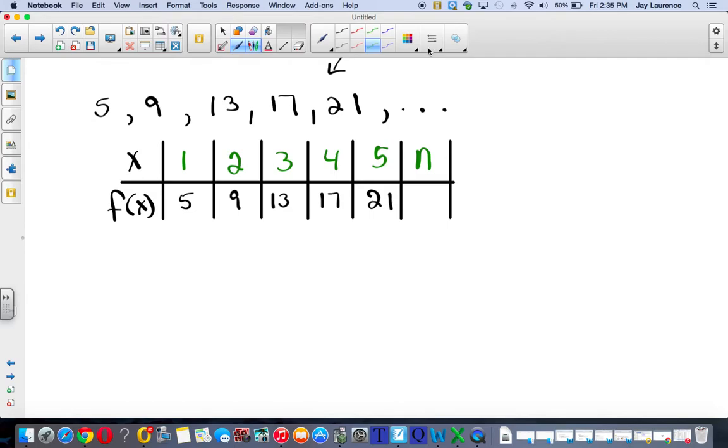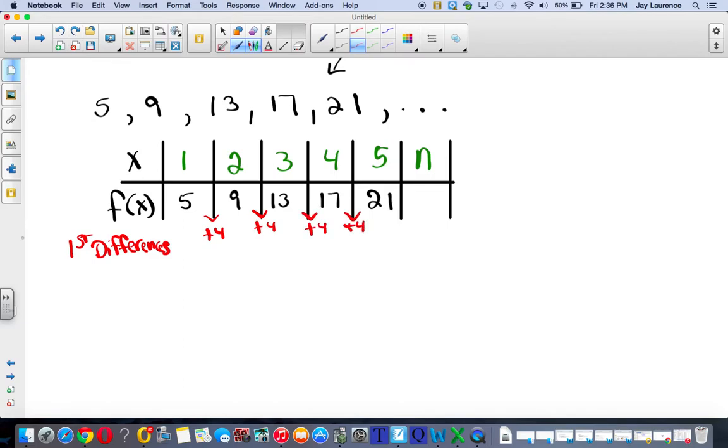First of all, to go finding the input, the first thing we want to do is find our first differences. And most of you know this already, you just don't know to call it the first differences. That is, most of you told me, hey, Mr. Lawrence, it's going up by 4. You're absolutely right. The first difference is 4 every single time. Okay, plus 4.